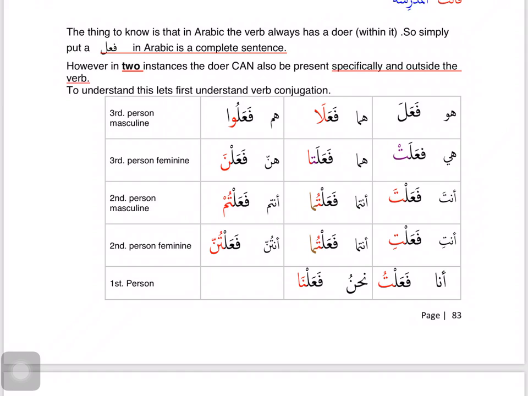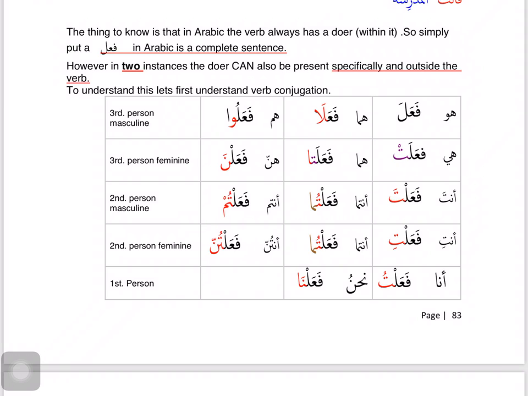So it's going to be huwa dhahaba, huma dhahaba, hum dhahabu, hiya dhahabat, huma dhahabata, hunna dhahabna, anta dhahabta, antuma dhahabtuma, antum dhahabtum, anti dhahabti, antuma dhahabtuma, antunna dhahabtunna, ana dhahabtu, nahnu dhahabna.